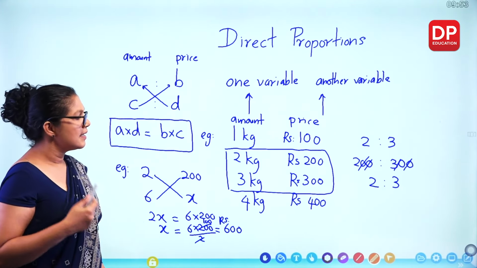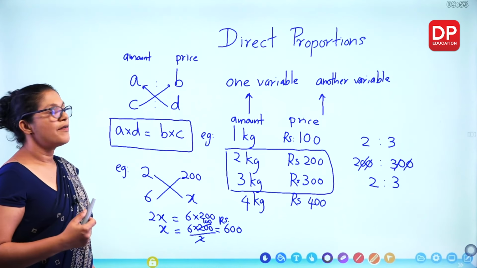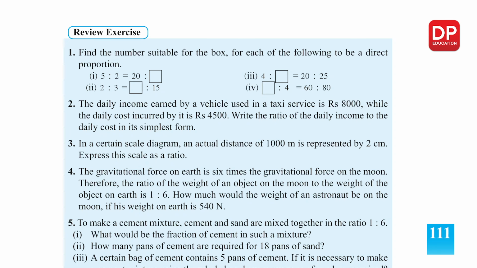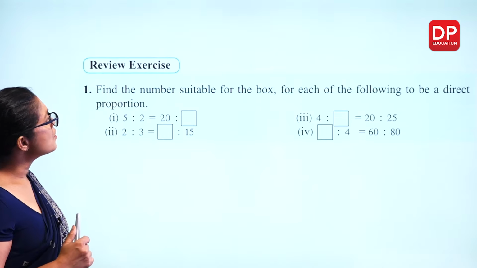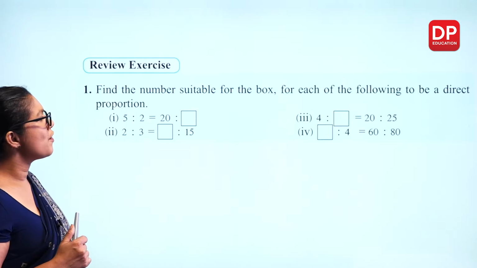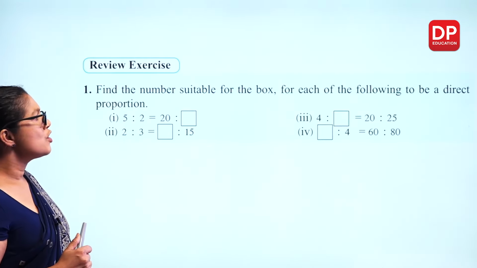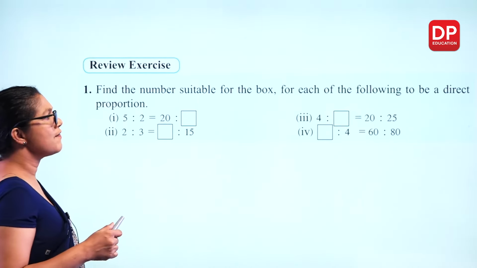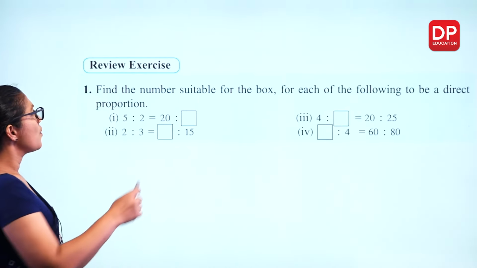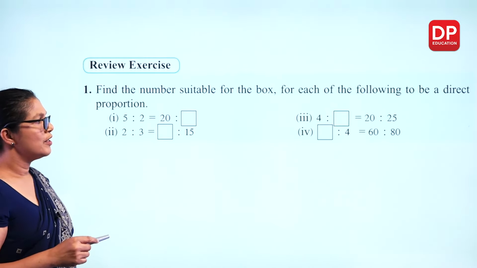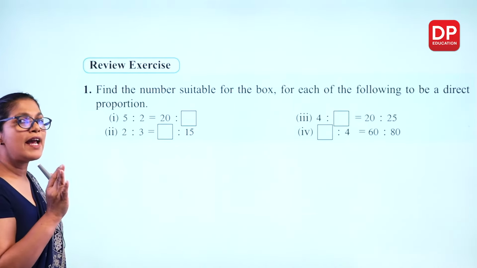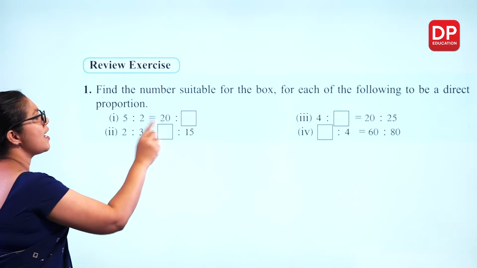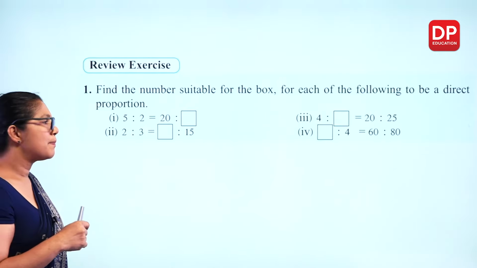Now we'll look at questions related to direct proportions. In the review exercise, you get question 1, it says find the number suitable for the box for each of the following to be a direct proportion. So straight away it's given, this is direct. We need to find out the unknown value. So I'll teach you 2 methods. Now if you can see the ratio, you can find out without using the cross multiplication method.